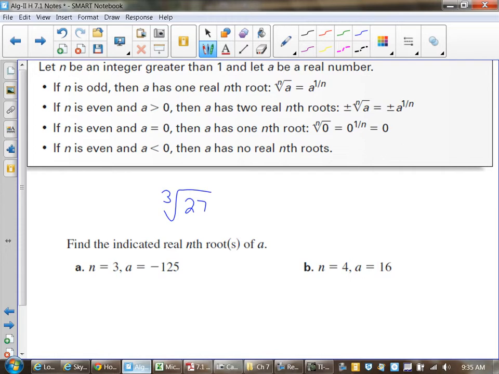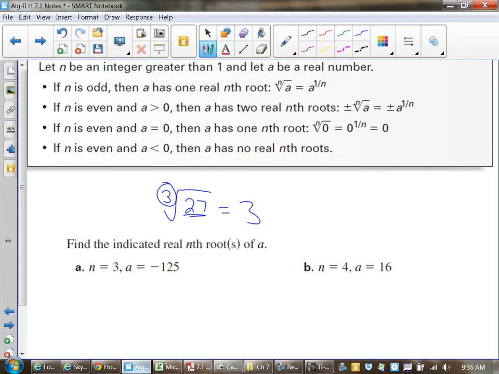If you take the cube root of 27, your n value is odd, it's 3. Your a value is a positive number, 27. This is giving you the fact that the cube root of 27 is, well, what are 3 numbers you multiply together that are the same to get 27? And we should know this one, right? It's 3. So what this is telling us is that if it's an odd number and a is greater than 0, you're going to have one real answer.